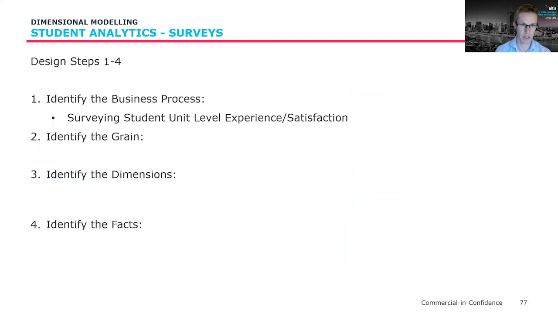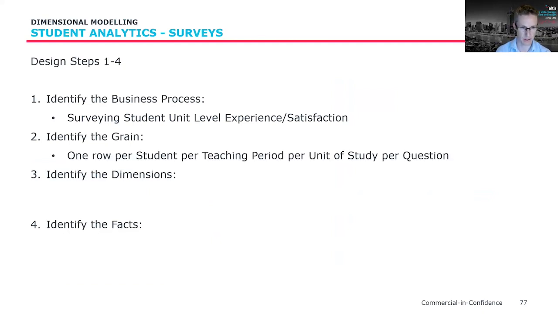And then the next one I want to look at is student surveys. So surveying the student at the unit level, what their experience was. So identifying the green here, we'd be looking at 1 row per student per teaching period per unit of study per question.